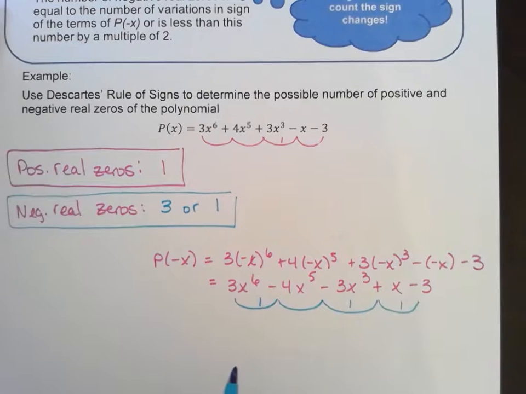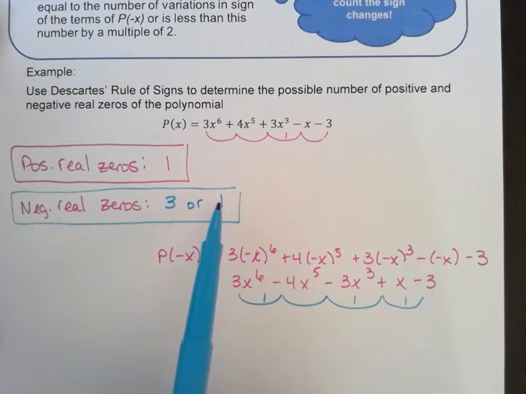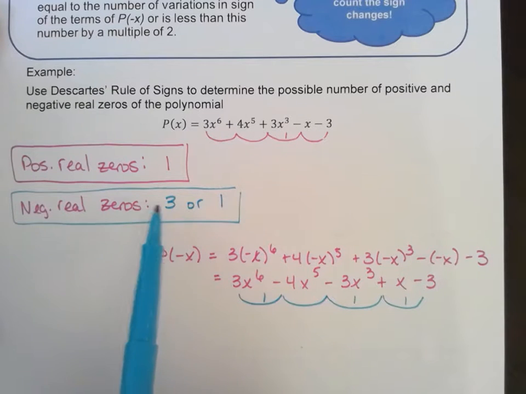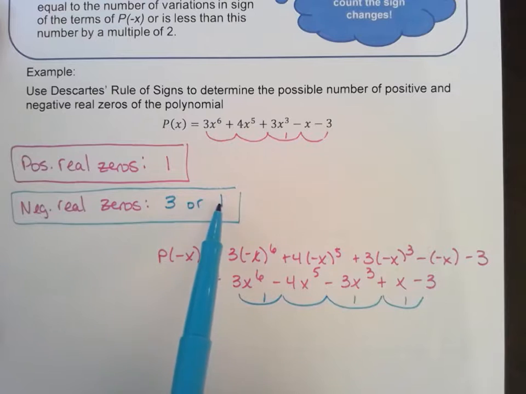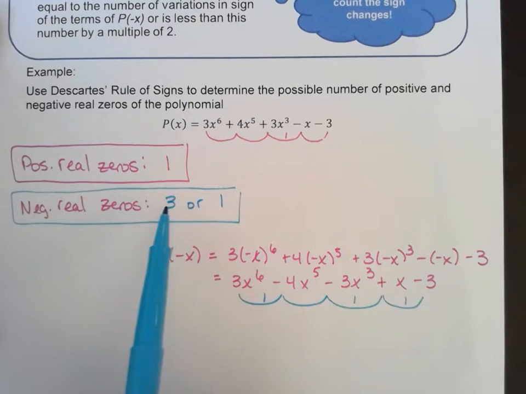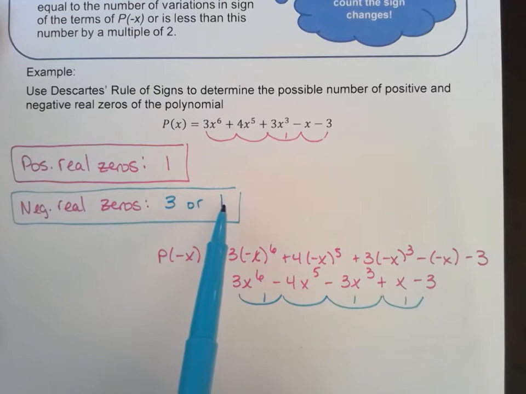So here's what it means. Once you find 1, you have to keep testing them because it's possible you have 3. If you find 2, then you know you have 3 negative real zeros. But it is possible that you only have 1. So you could test all your negative numbers and still only get the 1. That's what Descartes' rule of signs means.